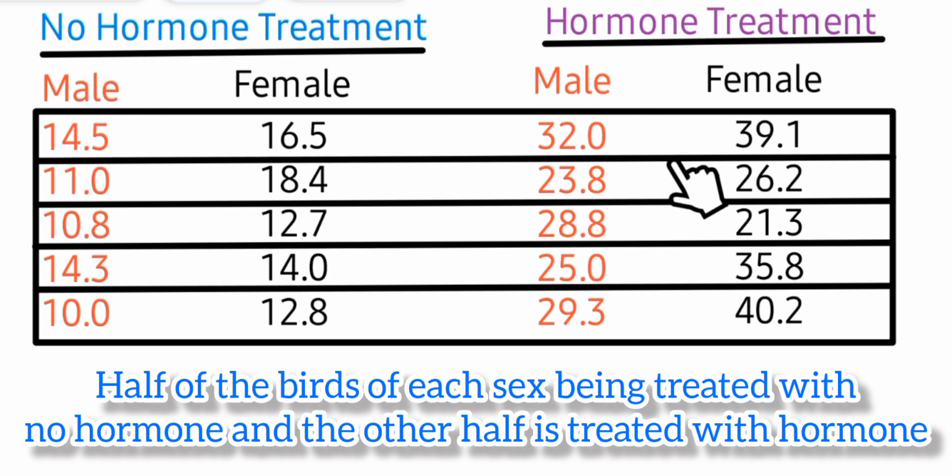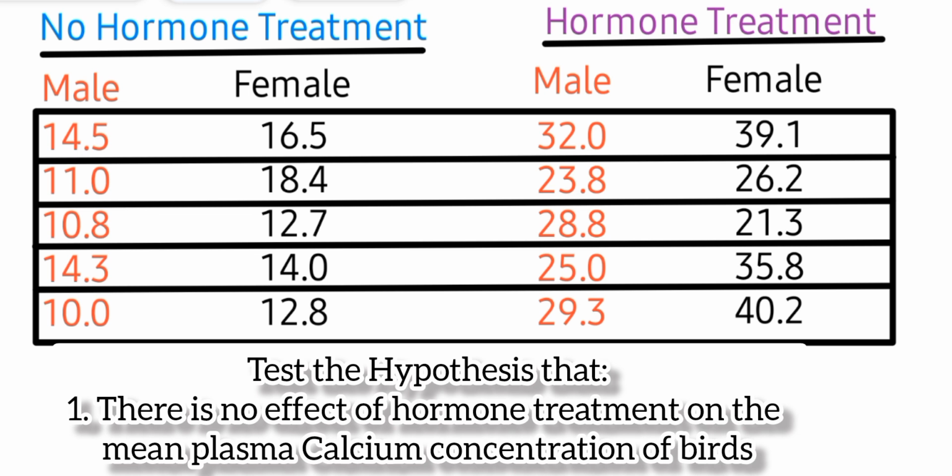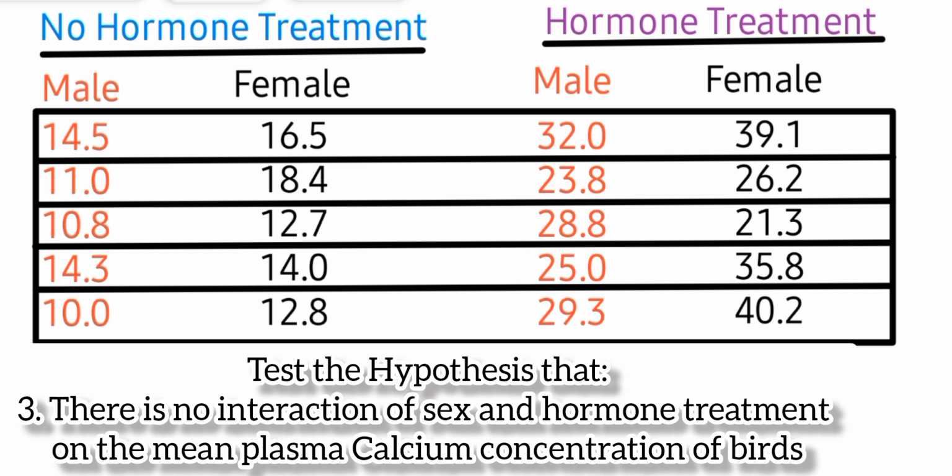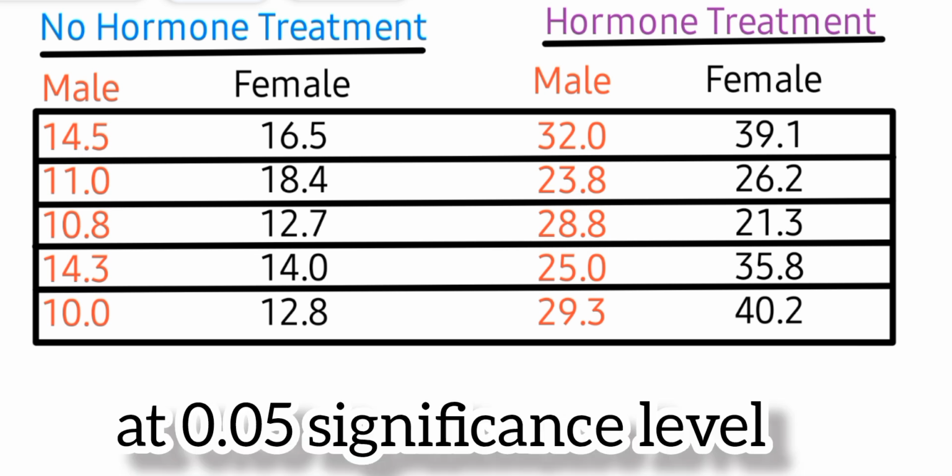treated with hormone. There's the hypothesis that there is no effect of hormone treatment on the mean plasma calcium concentration of birds, and we also test that there is no difference in mean plasma concentrations between female and male birds. We also test that there is no interaction of sex and hormone treatment on the mean plasma calcium concentration of birds at 0.05 significance level.